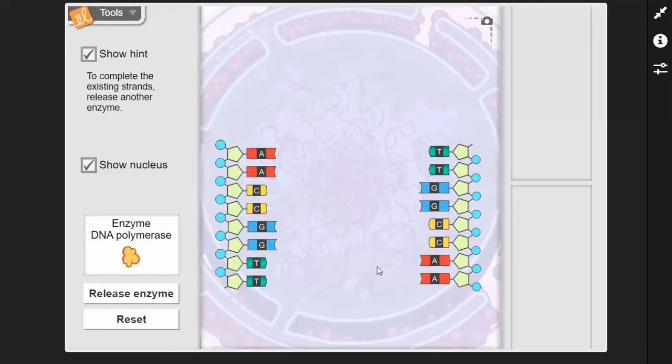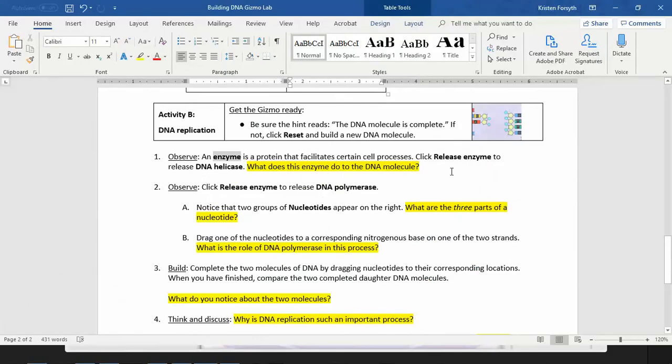Okay, so our enzyme helicase, which was the blue little enzyme helper guy, came in and kind of unzipped the strand of DNA. So that's what you're going to write for number 1.